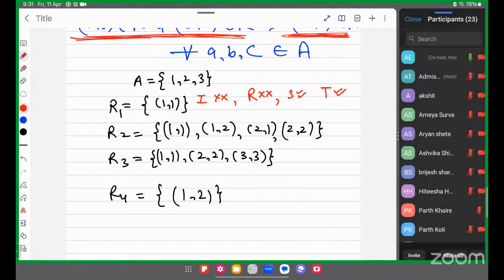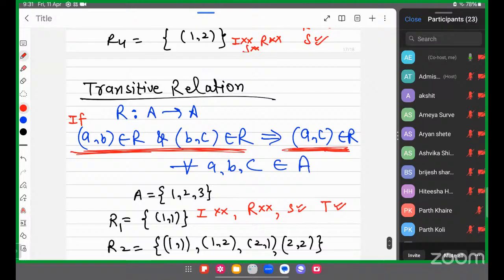The condition will not be formed here, because the condition is: if A, B and B, C, then we will look for A, C. But if there is only one element, then the condition is not formed at all. So a single element alone is called transitive.